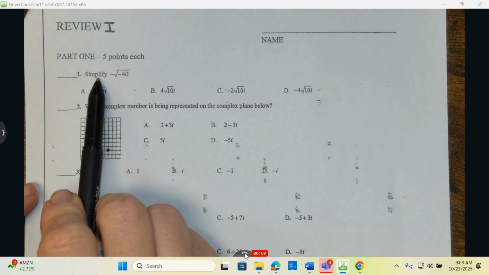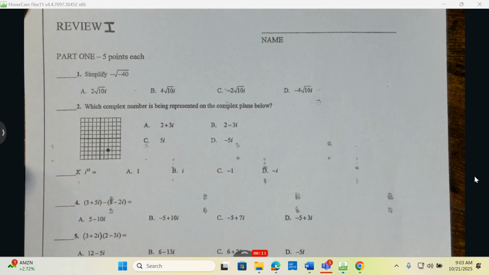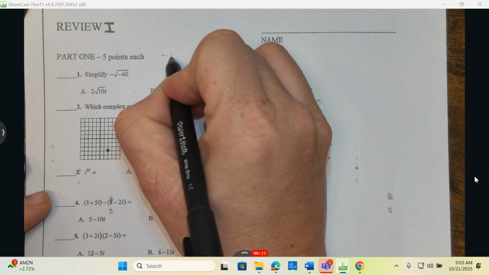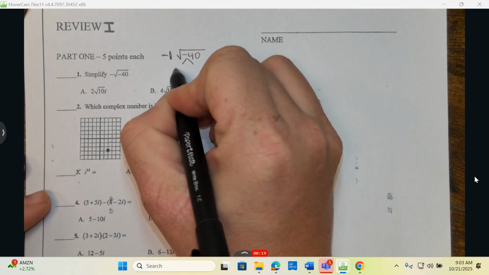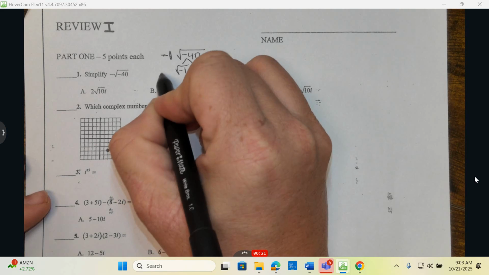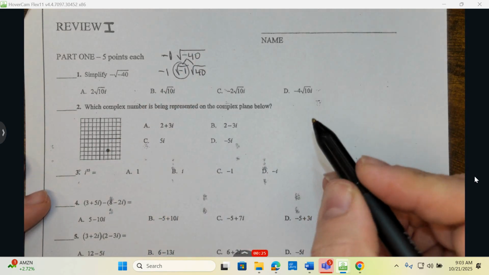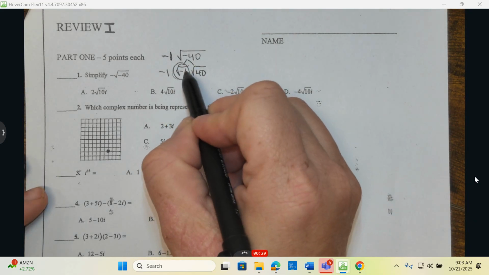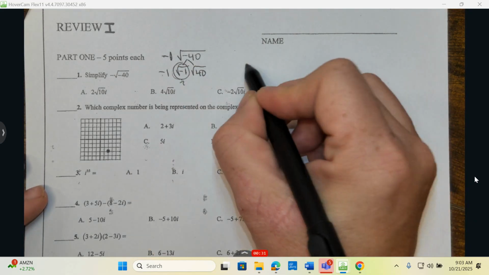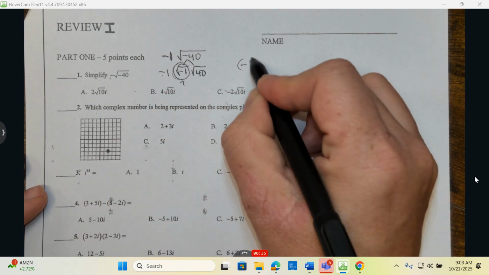So when I'm looking here at simplifying the negative square root of negative 40, I'm thinking of that as negative 1 times the square root of negative 40. Now, the square root of negative 1 becomes an i. So I have the negative from being in front. The square root of negative 1 is i.